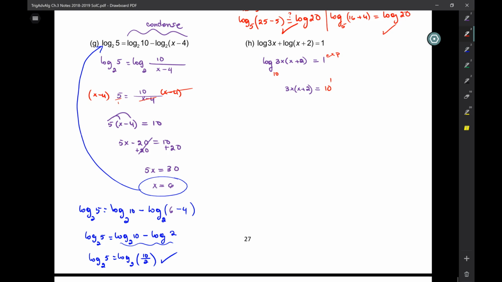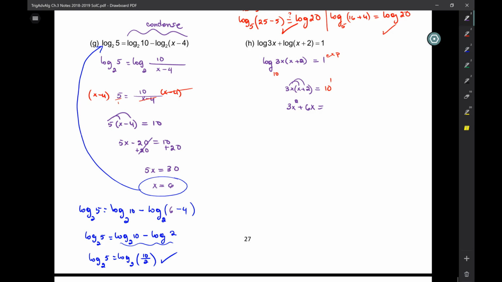Base, exponent equals this number. 10 to the power of 1 is 10. Anything to the power of 1 is itself, so 10 to the 1 is 10. 10 is the base, and the exponent is 1, so the result is 10.